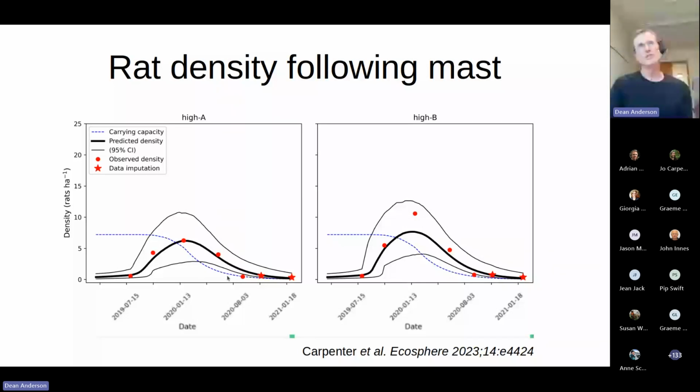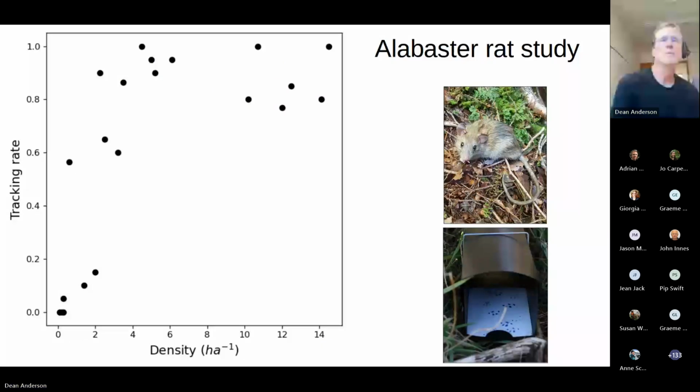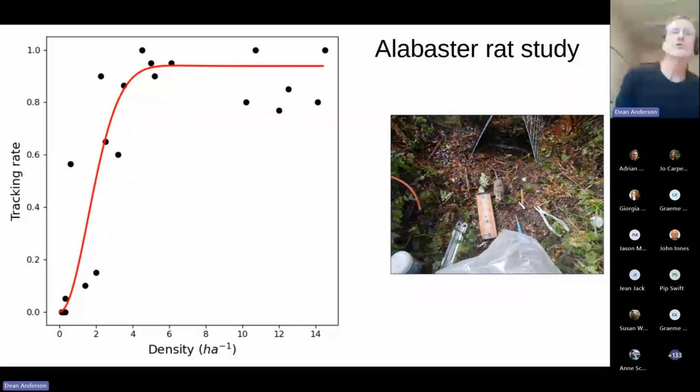And so it's a really nice data set for trying to get at these interactions, because we have density, we have detection, we have changing resources and changing density. And so here's a plot of density measured at Alabaster against tracking rates, which is a nice little pattern. And we fit a very simple model to that, which looks very nice and tidy and quite cool. But what does it actually mean? What does it mean?